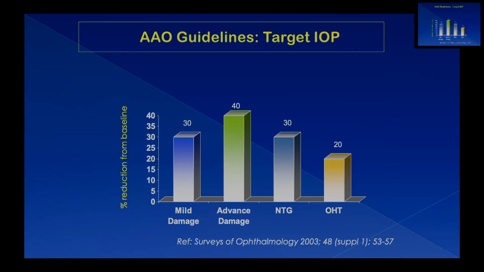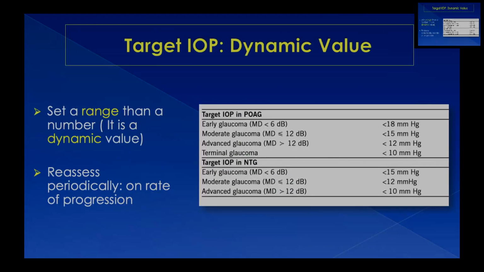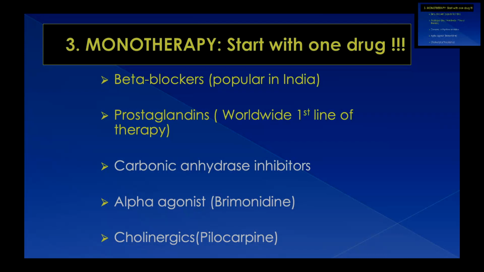When you're starting your treatment in advanced glaucoma, a 40% reduction. In moderate to mild glaucoma, 30% reduction is generally what we aim at. But this is just for starting the treatment. Over time, based on the rate of progression, whether the patient is stable or not, you have to keep reassessing your target intraocular pressure. So we always have to remember target IOP is a range and it's a dynamic value. You have to keep resetting every 4 to 6 months based on the response of your therapy.